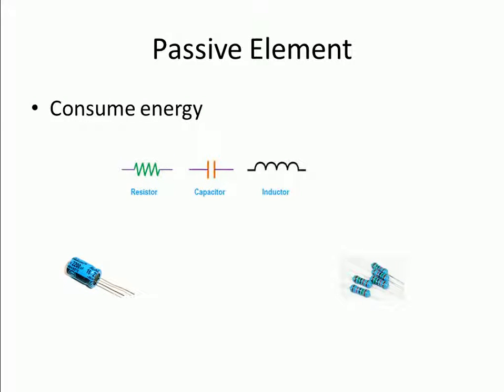Passive elements. Passive elements are those elements which consume energy, and as we know that only active elements provide the energy in our circuit, we can say that they are the elements that consume energy from the active elements. The examples are resistor, capacitor, inductor, and the component of 2 or 3.